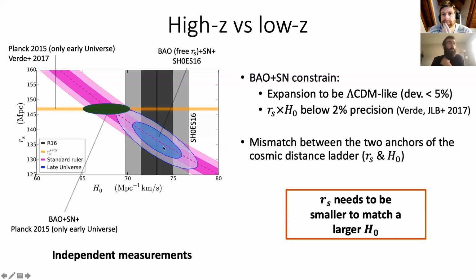Here in blue, I'm showing the results of combining our magenta results with SNe, and this is what will happen if we combine it with the sound horizon at radiation drag. And as you can see, there's this clear mismatch. We need the sound horizon from the CMB to be smaller to match a higher value of the Hubble constant. So this is a very clear way to frame this tension, that is in reality a mismatch between the two anchors of the cosmic distance ladder. So this is why BAO is so important to constrain and to solve the Hubble constant tension, because it connects the two sets of experimental observables that are in tension, the low redshift and high redshift universe.